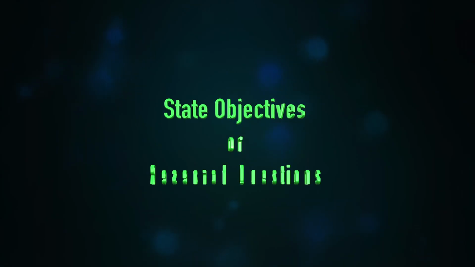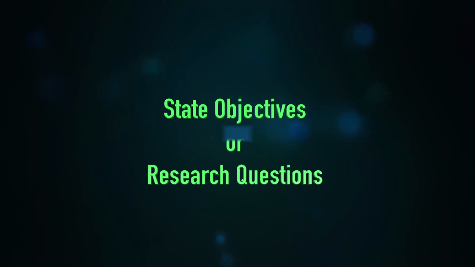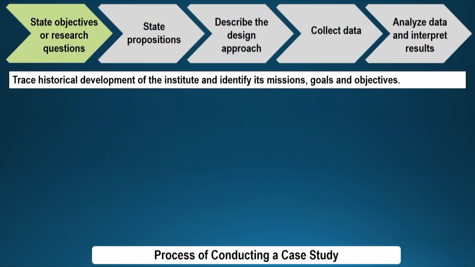For example, you are interested in taking up a case study of an institution which is excelling as far as the academics and the placement of students are concerned. Some of the objectives may include tracing the historical development of the institute and identifying how the mission, goals, and objectives have changed over a period of time, and what the existing missions, goals, and objectives are.